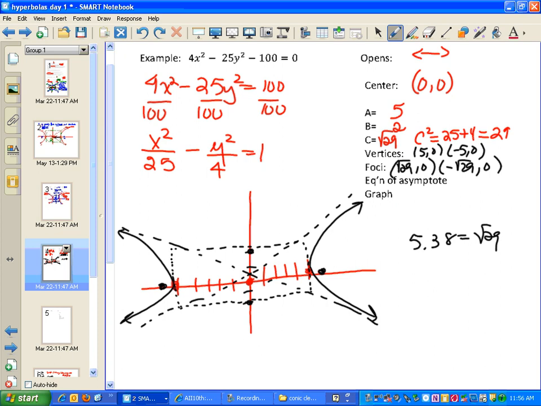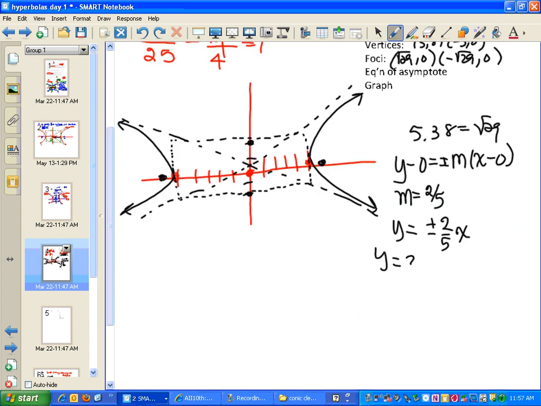So we know that we have y minus 0 equals plus and minus m times x minus 0. What is my slope? 2 over 5. It's the y value. Where's your y? What's under the y? Where's your x? What's under the x? Okay, the square root of those values. So y is equal to plus and minus 2/5 x, which means y equals positive 2/5 x, y equals negative 2/5 x. Those are my equations.